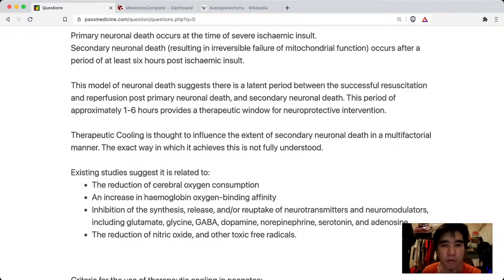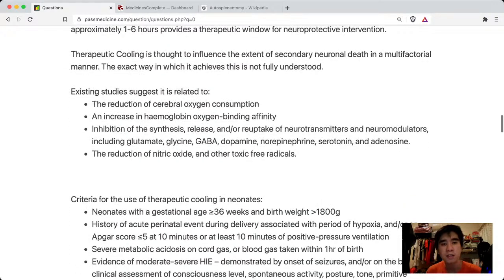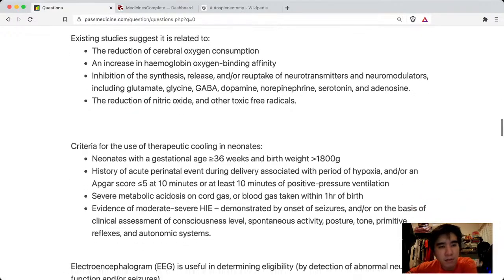Therapeutic cooling is thought to influence the extent of secondary neuronal death in a multifactorial manner. The exact way in which it achieves this is not fully understood. Existing studies suggest it is related to the reduction of cerebral oxygen consumption, an increase in hemoglobin oxygen binding affinity, inhibition of the synthesis, release, and reuptake of neurotransmitters and neuromodulators, including glutamine, glycine, GABA, dopamine, norepinephrine, serotonin, and adenosine, and the reduction of nitric oxide and other toxic free radicals.